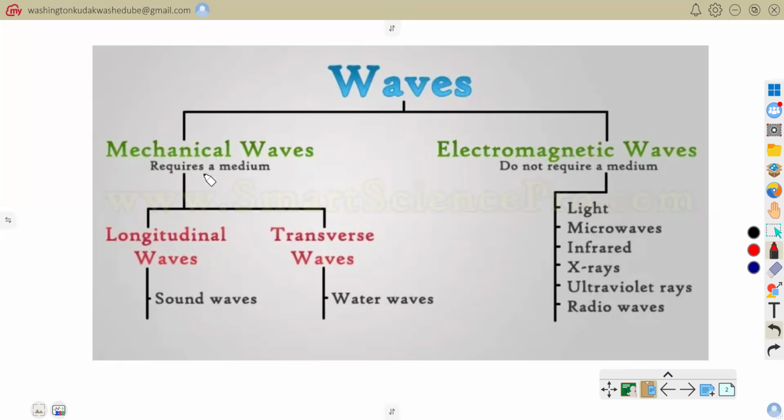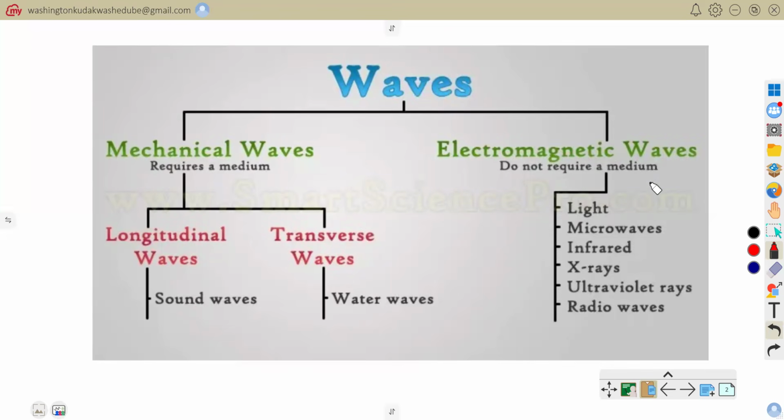So mechanical waves require a medium for them to propagate. For example, your sound waves require air to propagate, or they can propagate through a certain medium. And water waves also require water to propagate. So mechanical waves require particles of the medium to relay the waves. But electromagnetic waves do not require a medium.